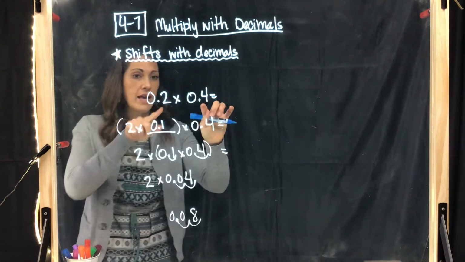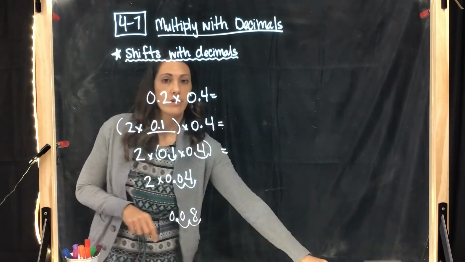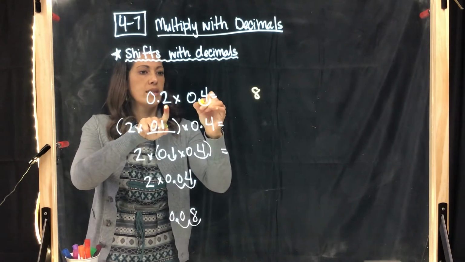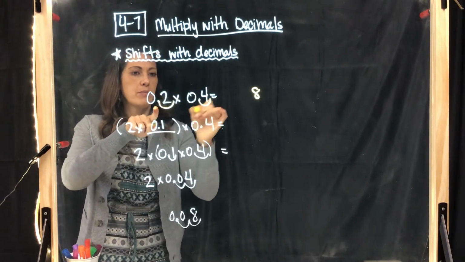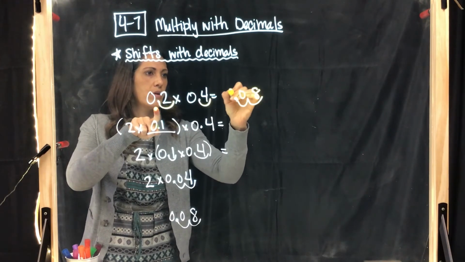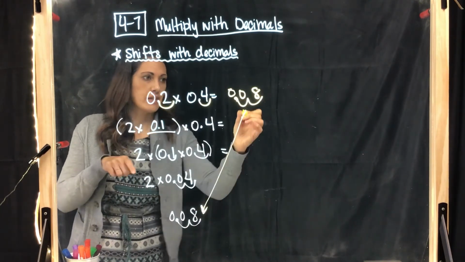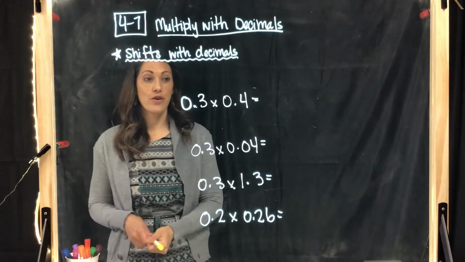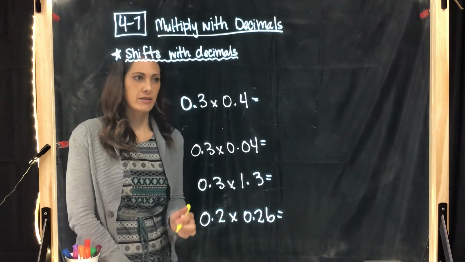You can also just say 4 times 2, that equals 8. 1 decimal place here, 1 decimal place there. That gives me 2, come in from the back, 1, 2. So I get the same answer, okay? Just a different way of thinking about it. Let's take a look at a few more problems for practice, okay?